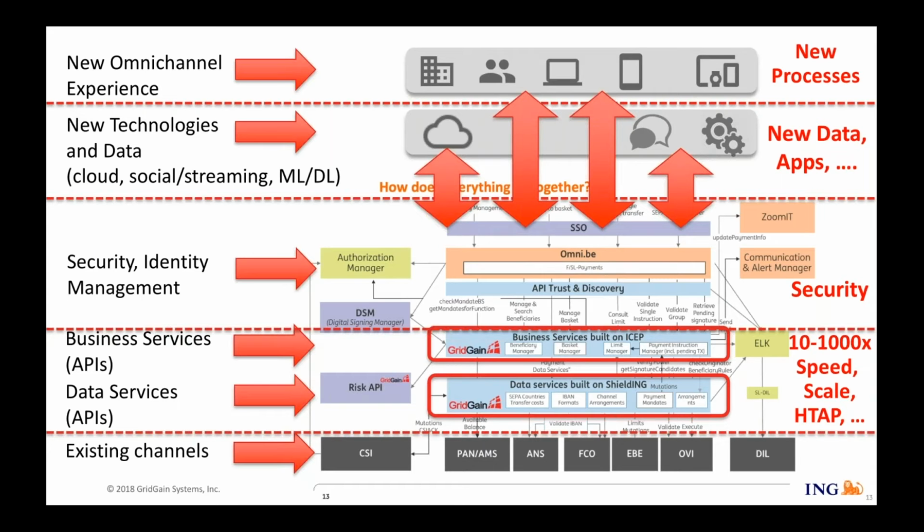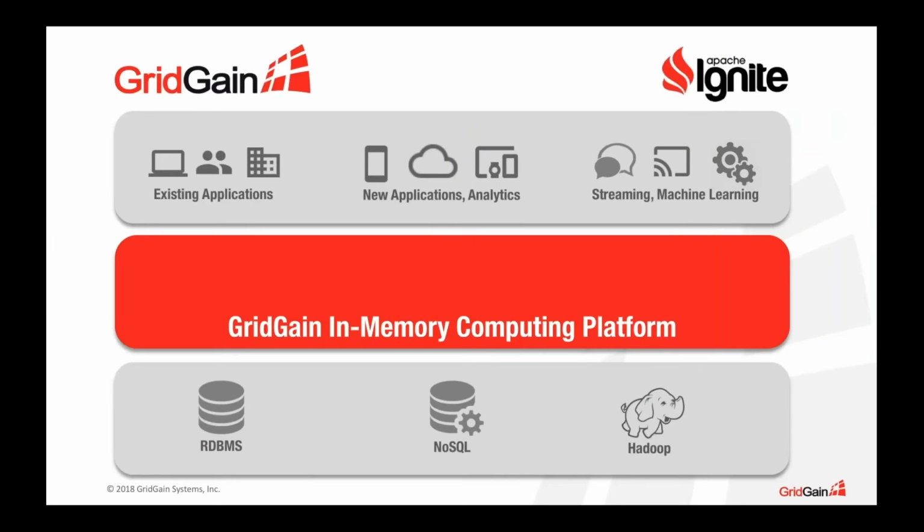This is everything it takes to go from where you are today with your existing channels and apps to where you want to be with an omni-channel experience. It is a lot of layering. It requires something with the speed and scale to get as close to that new omni-channel experience as possible. That's how most people use us. That's how folks like ING use GridGain. That's how thousands of people use Apache Ignite.